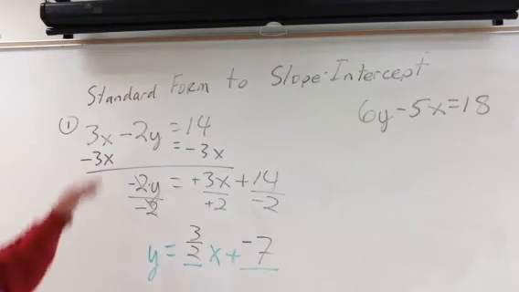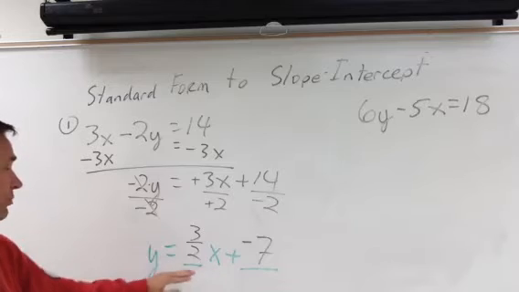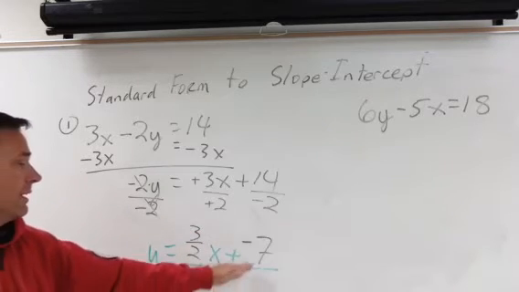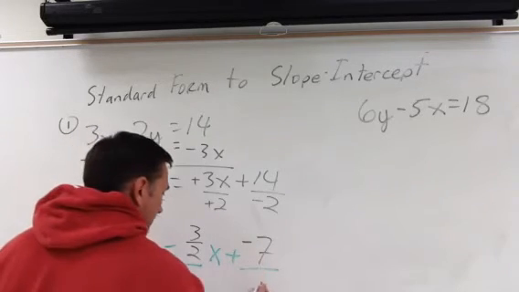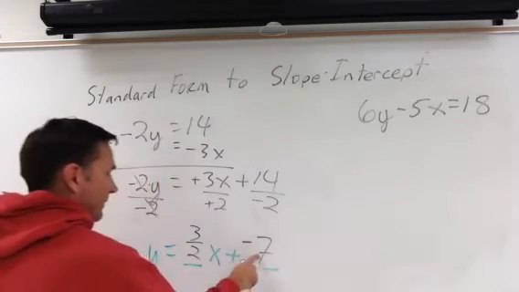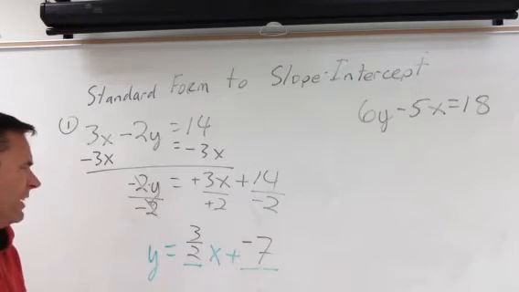So this equation of 3x minus 2y equals 14 is the same exact equation as y equals 3 halves x plus a negative 7. Now we know our y-intercept is negative 7. And our slope is positive 3 halves. Sorry.